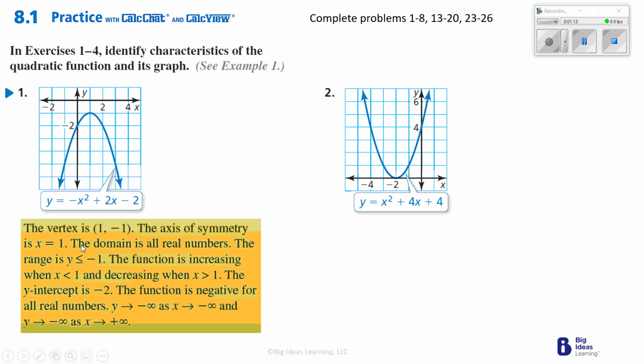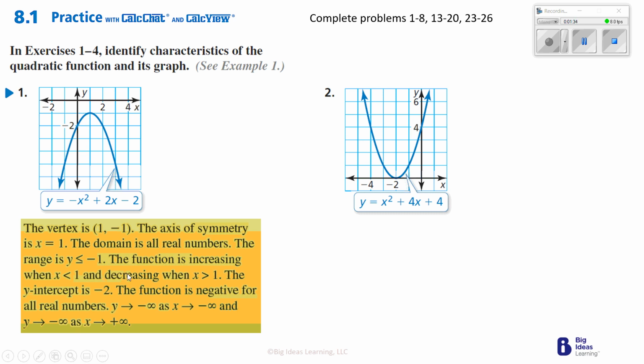Then it says, the domain is all real numbers, because it goes forever in each direction. The range is y is less than or equal to -1. So anything less than or equal to -1 would be the range.